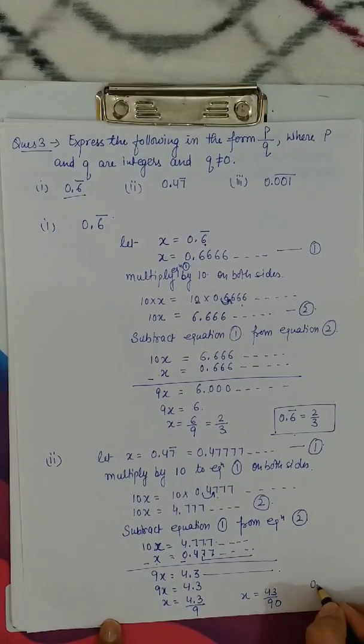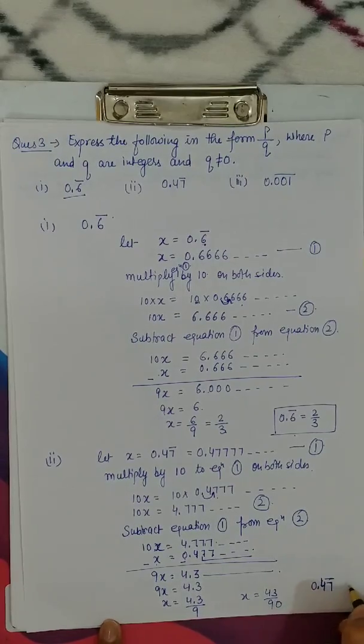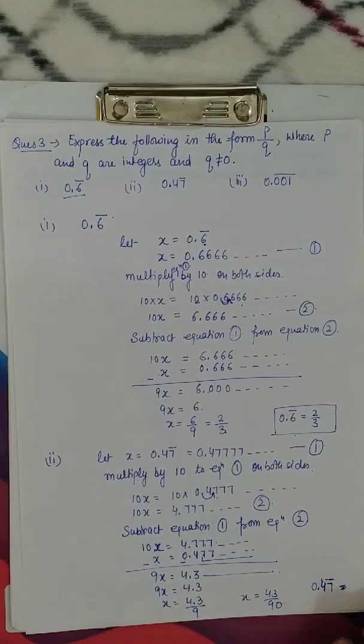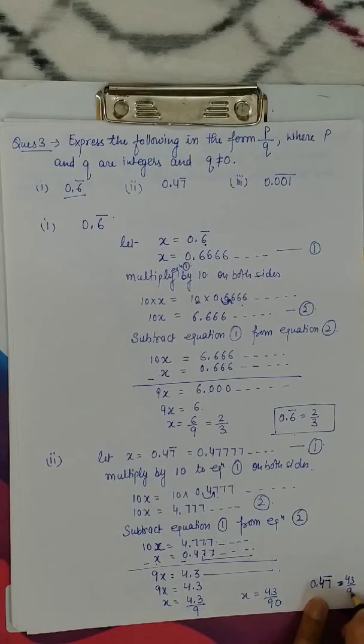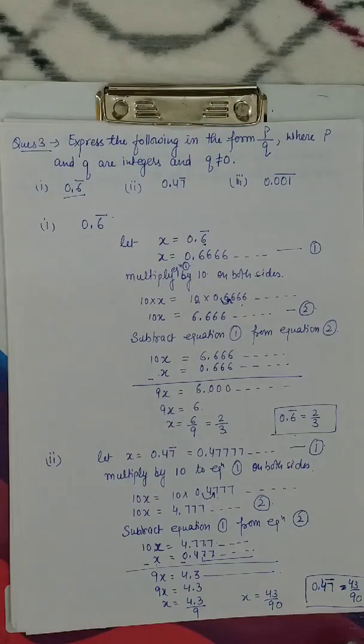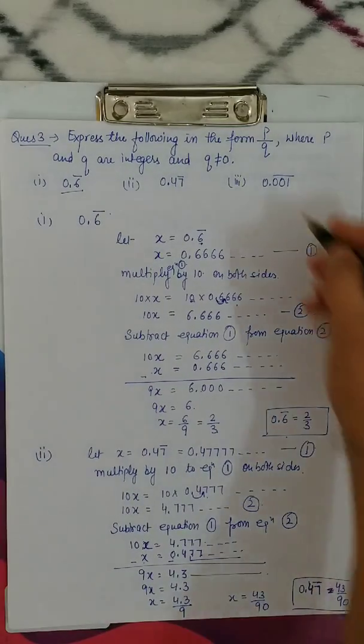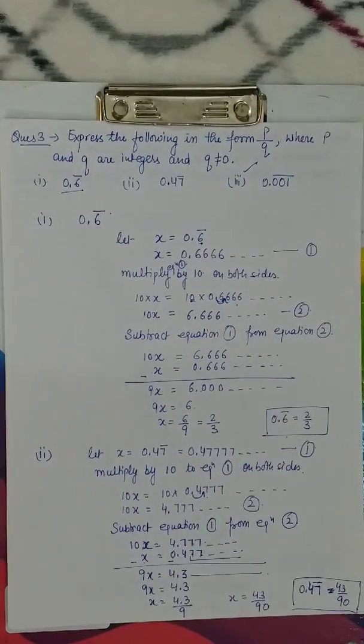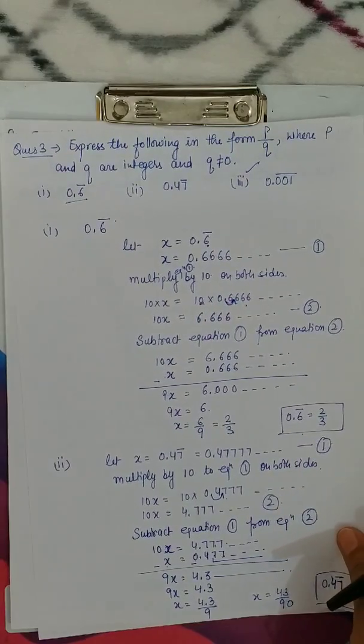So 0.47 bar, only the bar is on 7, is equal to 43 by 90. Clear? Similarly, you can do the third part, that is 0.001. Here we have a bar on the 3 digits, so we are going to multiply x by 1000. Clear? Now look at question number 4.